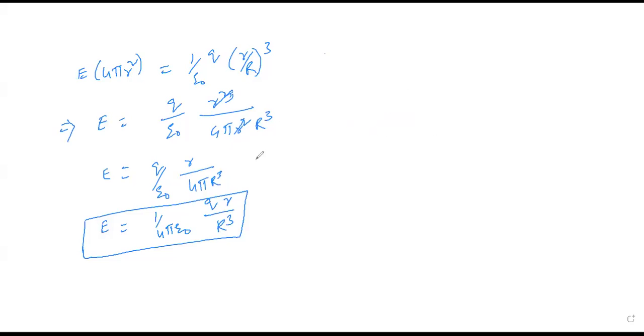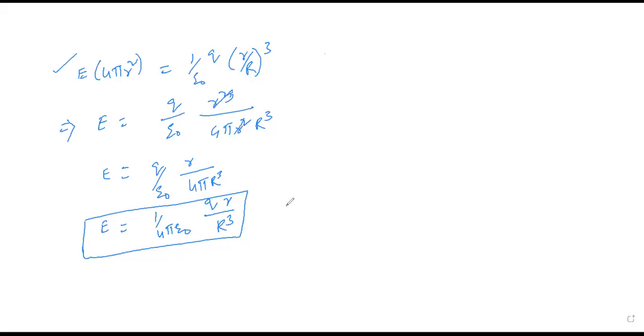Okay, so here, this is the expression where we are left with E into 4 pi r square equal to 1 by epsilon naught Q into r by capital R whole cube. From here, if you take this to the denominator, then R cube and r square will get cancelled, one r will be left over. Then it should be written as E is equal to 1 by 4 pi epsilon naught Q r by R cube.